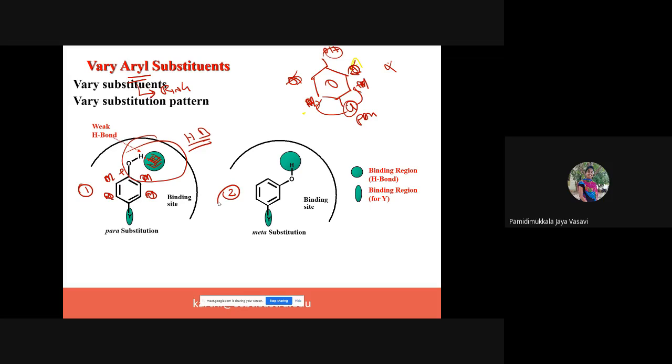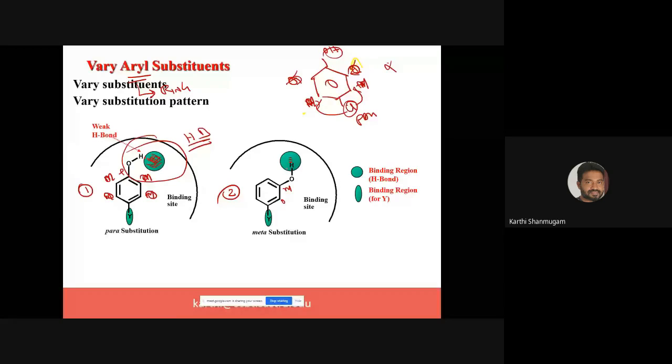The position of OH, sir? With respect to this Y, it is now in meta position. So if I change the OH from para to meta position, can I say that the interaction will be stronger in this case? Because it has optimal distance and angle for the formation of hydrogen bonding. Can we expect stronger interaction in the second structure compared to the first structure?